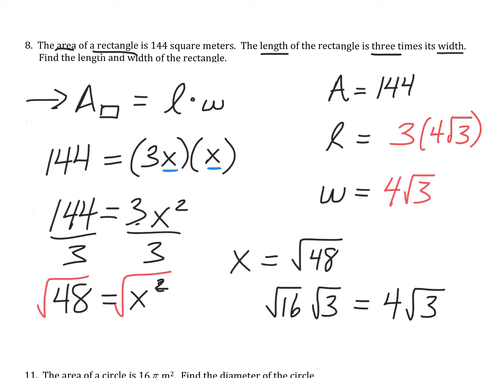And after I simplify that, I can really only multiply the numbers on the outside, 3 and 4, which will give me 12 radical 3 for my length. And then the units they were using were meters, so I'll fill that in at the end.